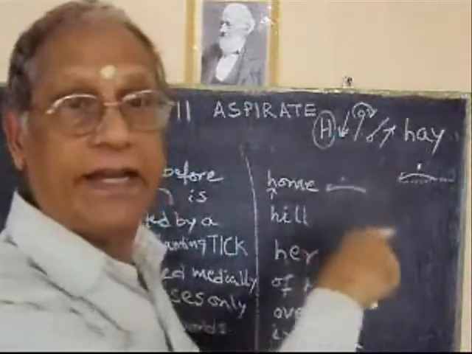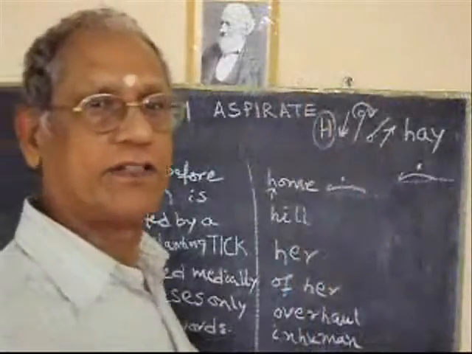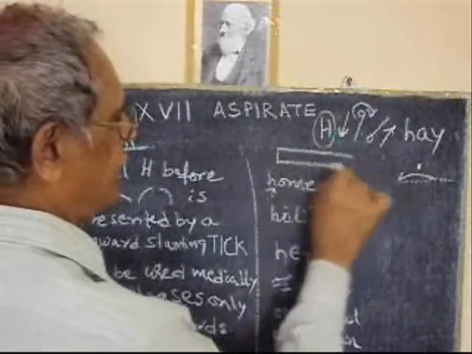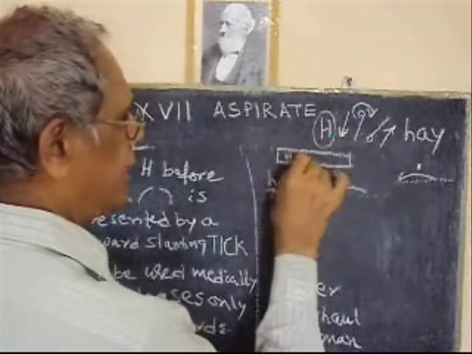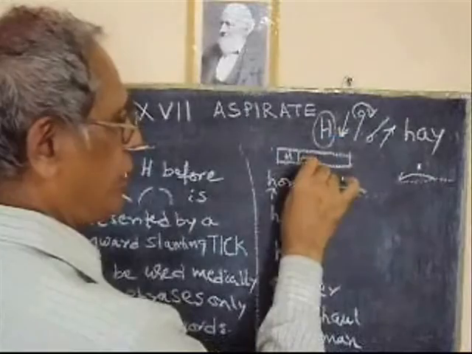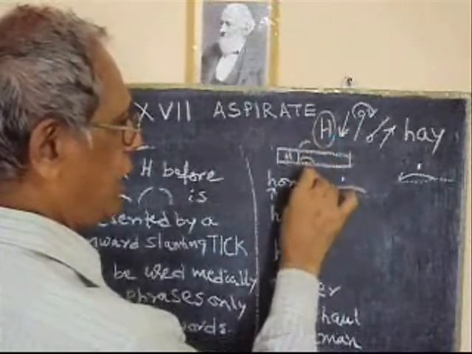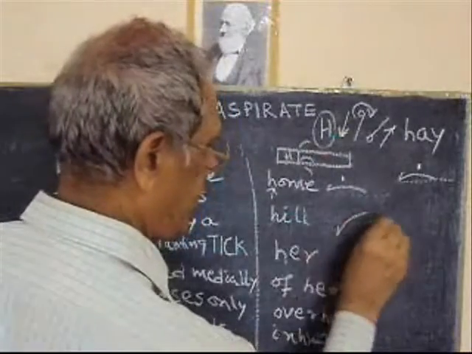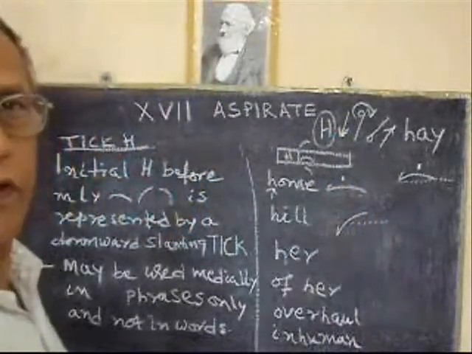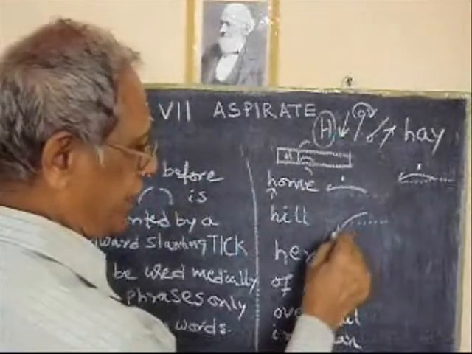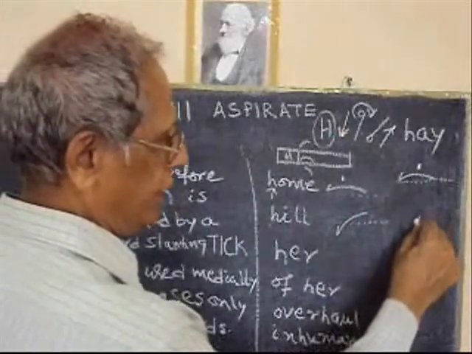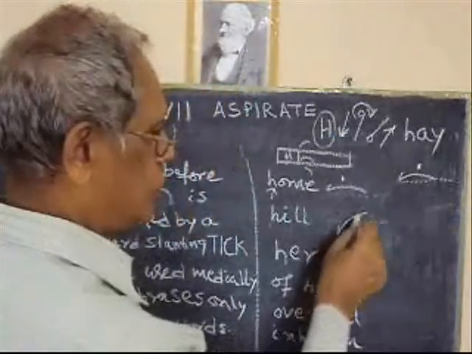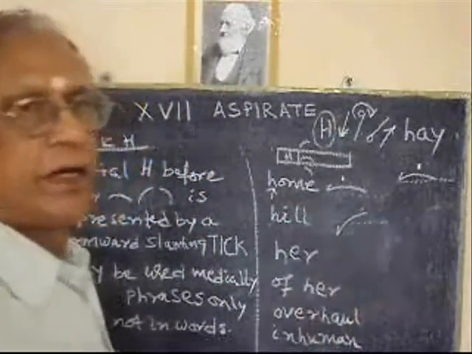This small tick represents the hay sound before the strokes M, L, R. That means in the word, hay, then there should be yam, or yal, or R. Now, hill. Just like a downward form. That's all. Small tick. So, hill.